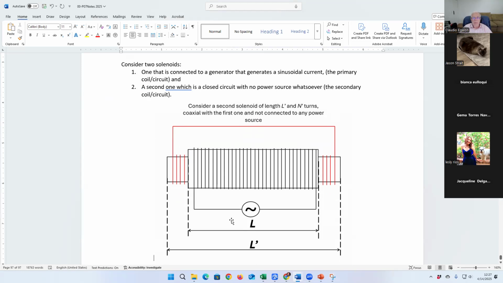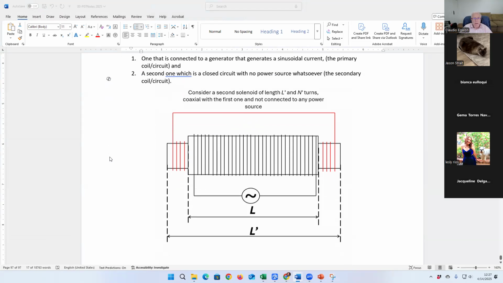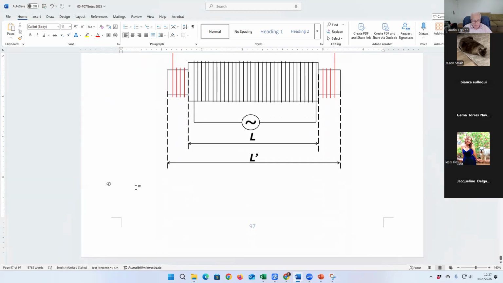First one, not connected to any power source. Two solenoids, one that's connected to a generator, and a second one, which is in a closed circuit with no power source whatsoever, the secondary coil. Now, I'm going to say that the primary coil, the primary solenoid, has NP turns. NP turns for primary, P subscript for primary. And the secondary coil has NS turns.